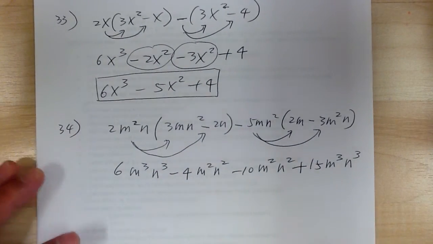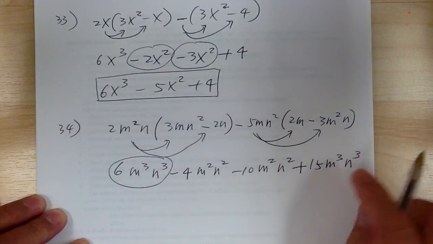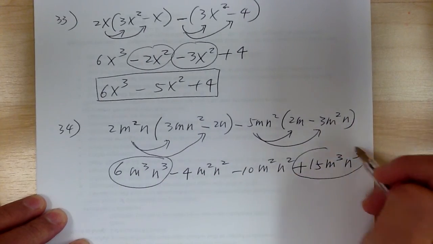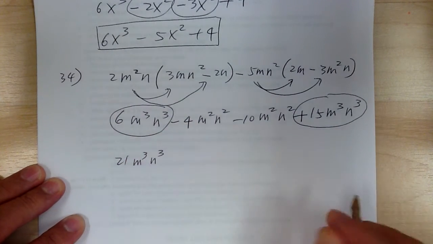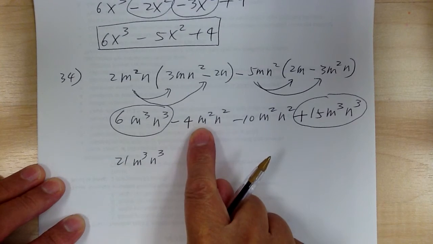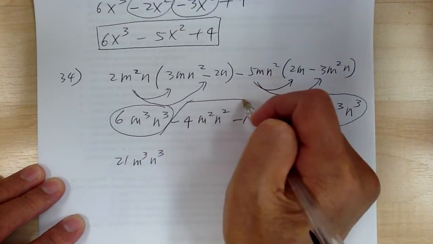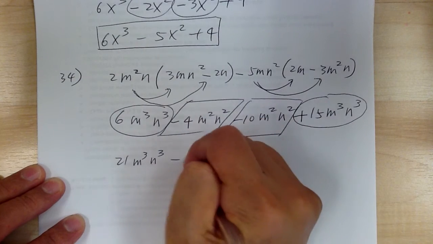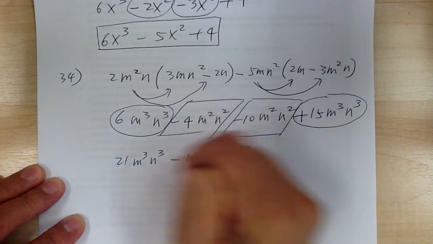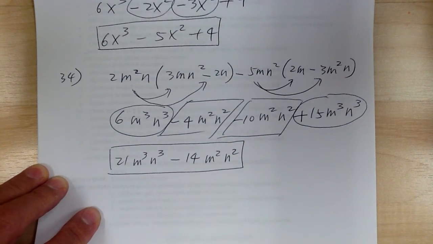Okay, so after you multiply, you check for like terms. So this one over here, right, you got m to the 3, n to the 3. You got m to the 3, n to the 3. So these two are like terms. So when you add, you get 21 m to the 3, n to the 3. Then you go to the next part. This is m squared, n squared. So these two are like terms. So I'm going to add these two together. So minus 4 minus 10 would be minus 14 m squared, n squared. So again, make sure you know how to distribute. Make sure you know how to combine like terms.